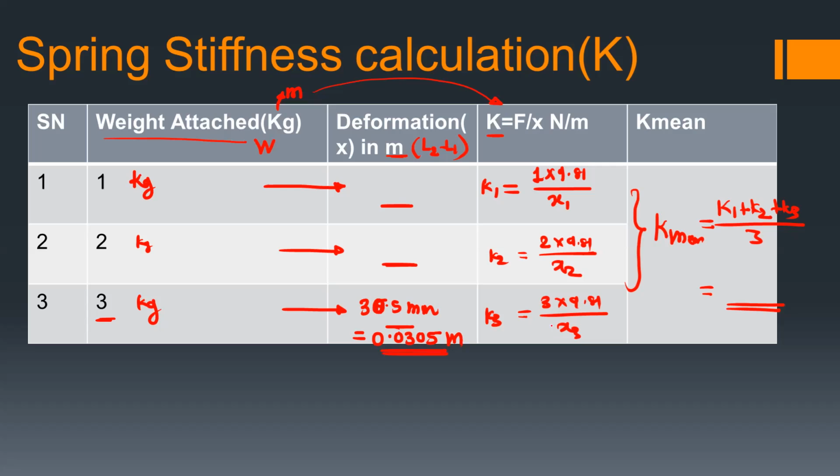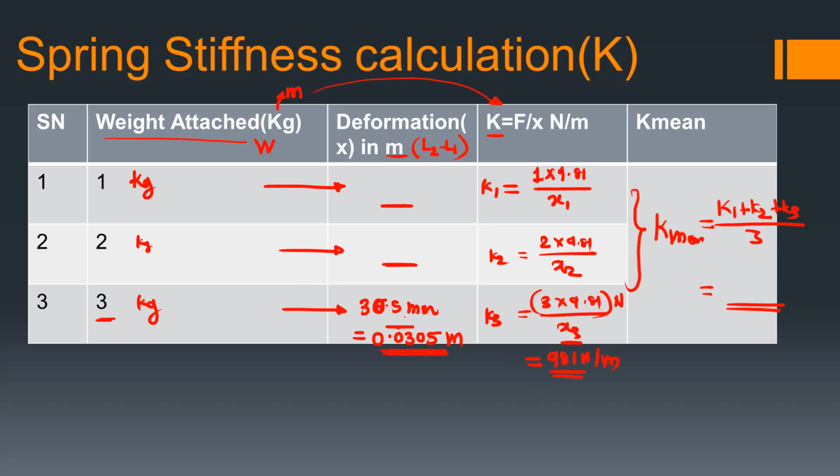Okay. And now put this value. So K3 is equal to 3 kg into 9.81, so this is Newton, upon X3 value. And you can find out the K3. So K3 is 981 Newton per meter. Just check this value.